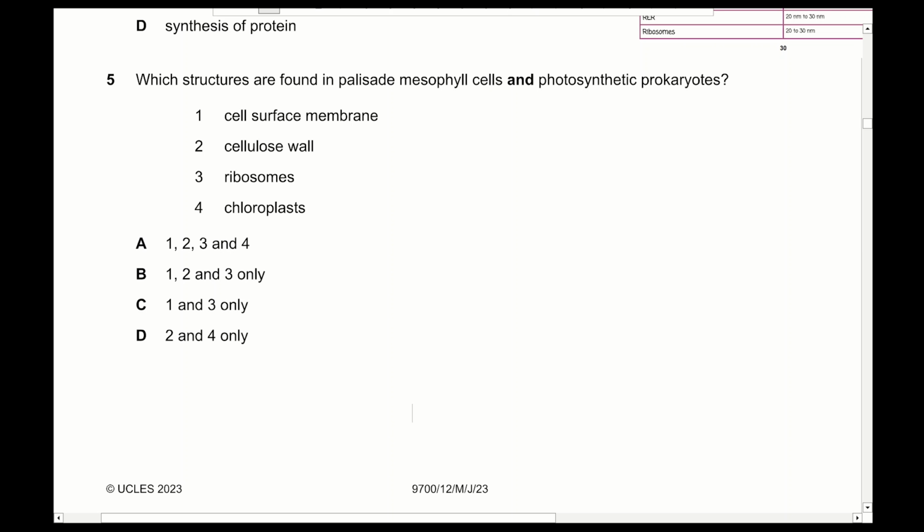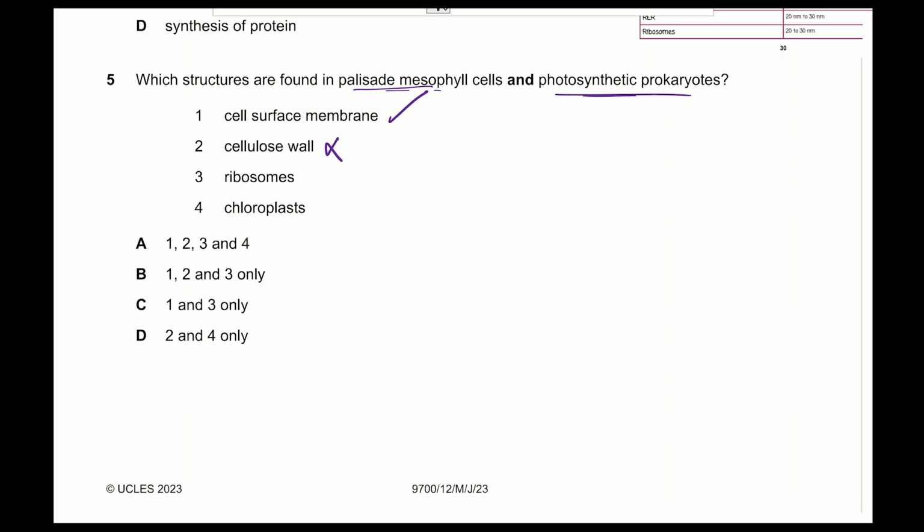Question number 5. Which structures are found in palisade mesophyll cells and photosynthetic prokaryotes? So let's start with number 1, cell surface membrane. Yes, both palisade mesophyll cells, which are plant cells, and prokaryotes do have a cell surface membrane. Now, for 2, cellulose wall. Cellulose wall are only found in plant cells, in this case, and only in the palisade mesophyll. However, in prokaryotes, the cell wall is a peptidoglycan cell wall. Therefore, this is incorrect.